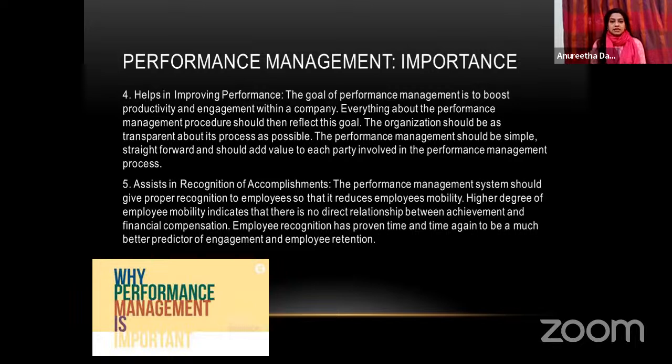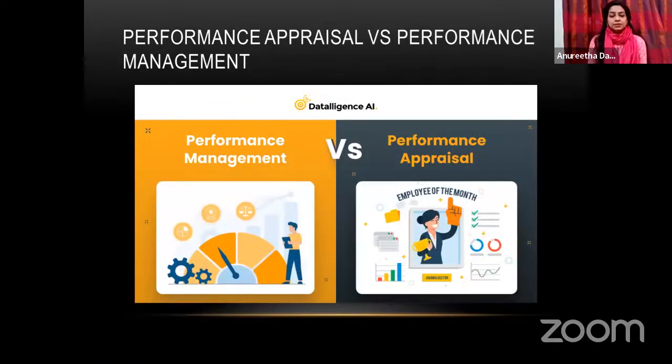Next, it assists in recognition of accomplishments. The performance management system should give proper recognition to employees so that it reduces employee mobility. A higher degree of employee mobility indicates that there is no direct relationship between achievement and financial compensation. Employee recognition has proven time and again to be a much better predictor of engagement and employee retention. So this also helps us in recognition of accomplishments.